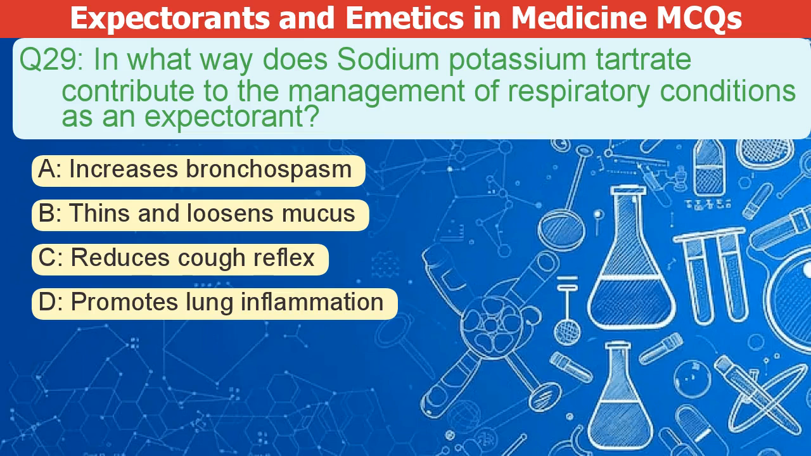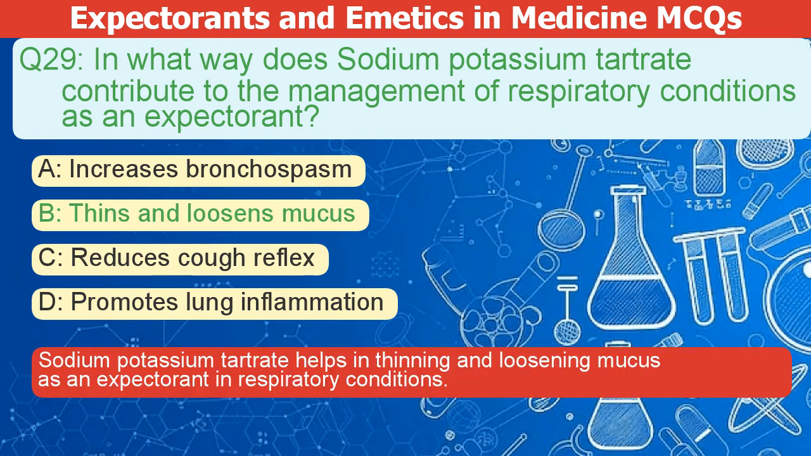How does sodium-potassium tartrate help manage respiratory problems as an expectorant? A. Increases bronchospasm. B. Thins and loosens mucus. C. Reduces cough reflex. D. Promotes lung inflammation. The correct answer is B. Sodium-potassium tartrate helps thin and loosen mucus. It's an expectorant used to treat respiratory conditions.